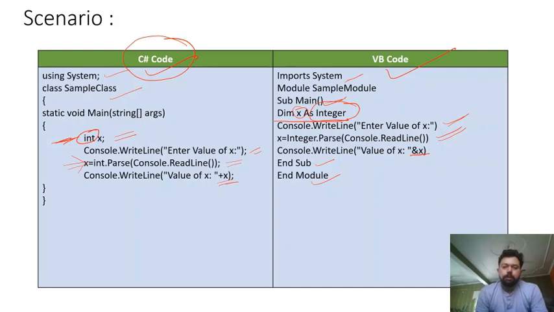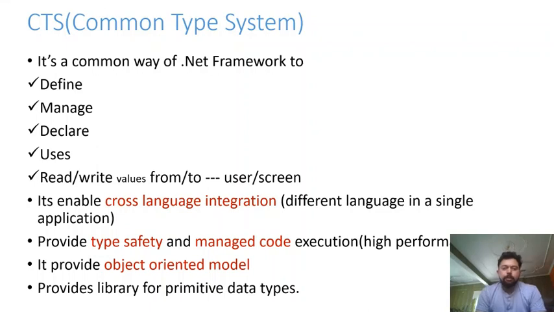For that situation we have the common type system, right? When a different language comes for writing the same program, we require different keywords, so for that situation we have the common type system. So let's look at what the common type system is.